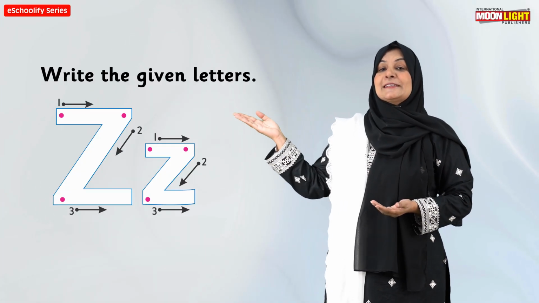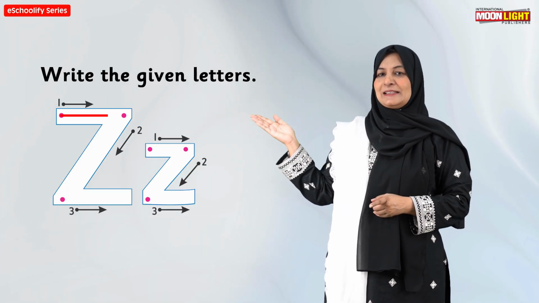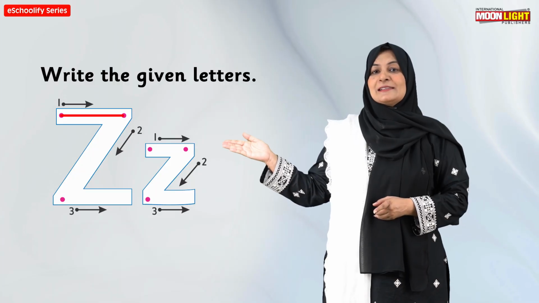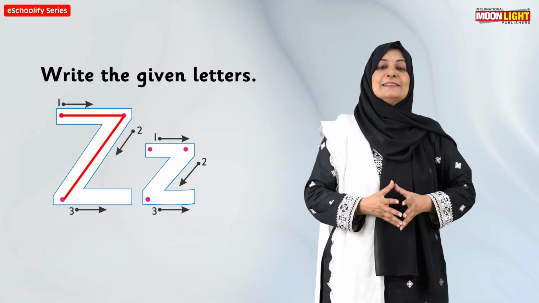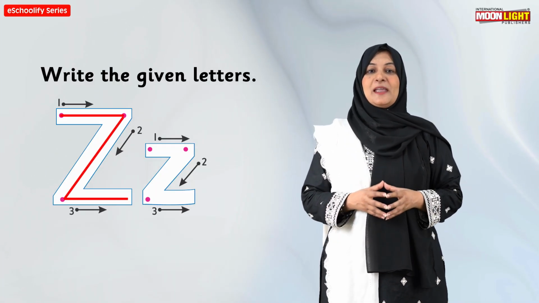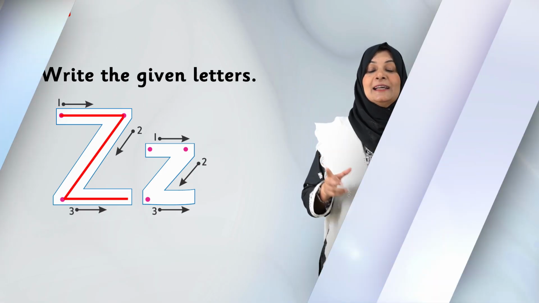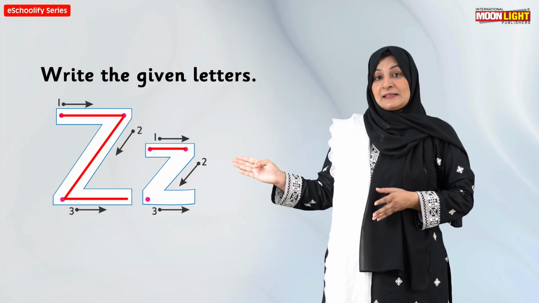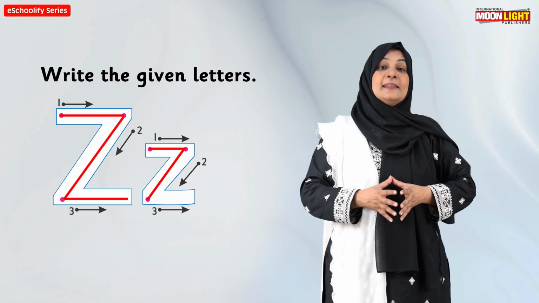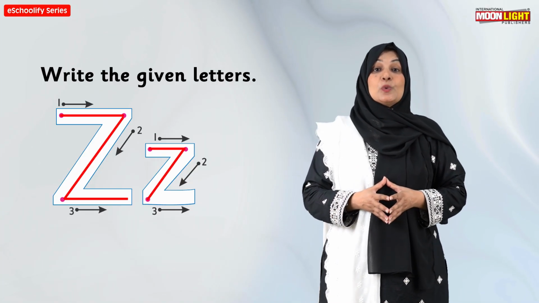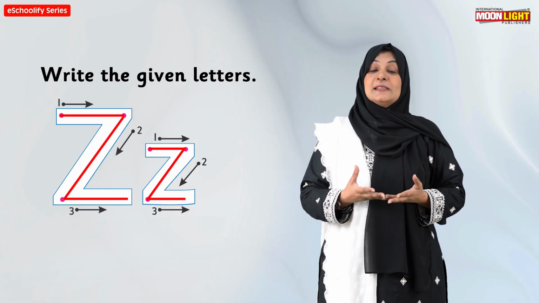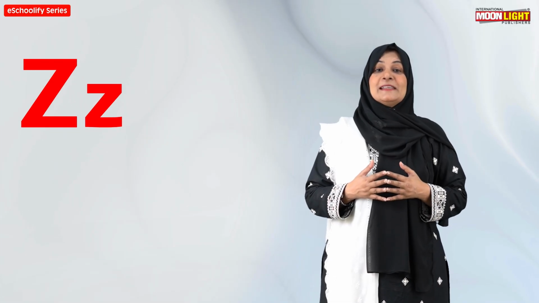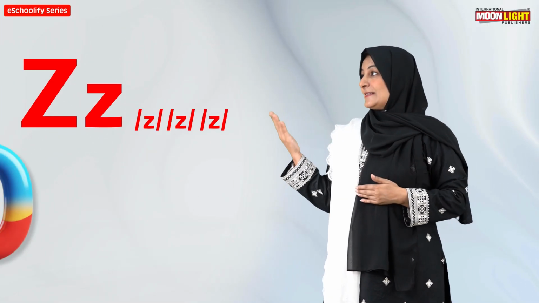Let's start. Start from the first line, make sleeping line, make slant line, make another sleeping line. It will make capital Z. Start from second line, make sleeping line, make slant line, make another sleeping line. It will make small z. The letter name is Z. The sound of Z is Z.